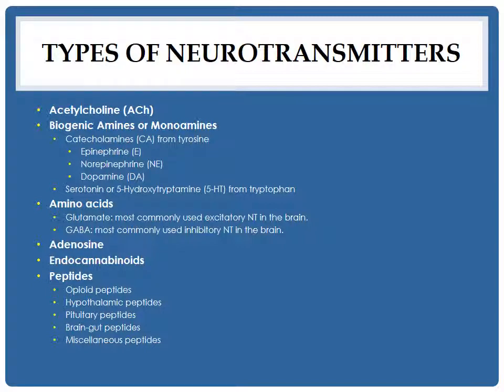The two amino acids I want to mention are glutamate and GABA. Glutamate is the most commonly used excitatory neurotransmitter in the brain, and GABA is the most commonly used inhibitory neurotransmitter in the brain. And because they're so commonly used, both of those types of neurons are widespread throughout the brain. They're not constricted to any one area, and both have several different subtypes of receptors.